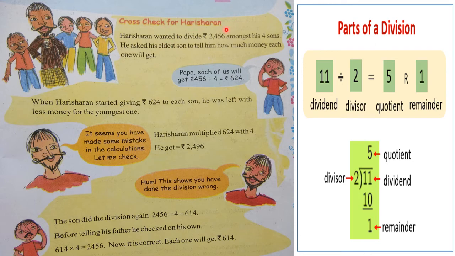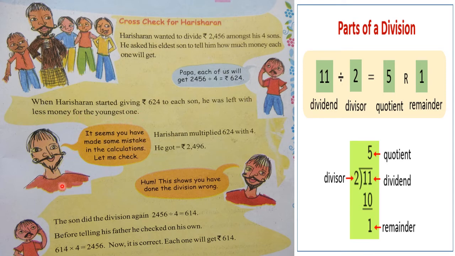Cross check for Harisharan. Harisharan wanted to divide rupees 2456 among his four sons. He asked his elder son to tell him how much money each one will get. Papa, each of us will get rupees... He has done the division, 2456 divided by 4. So how much amount will he get? 624. When Harisharan started giving rupees 624 to each son, he was left with less money for the youngest one.